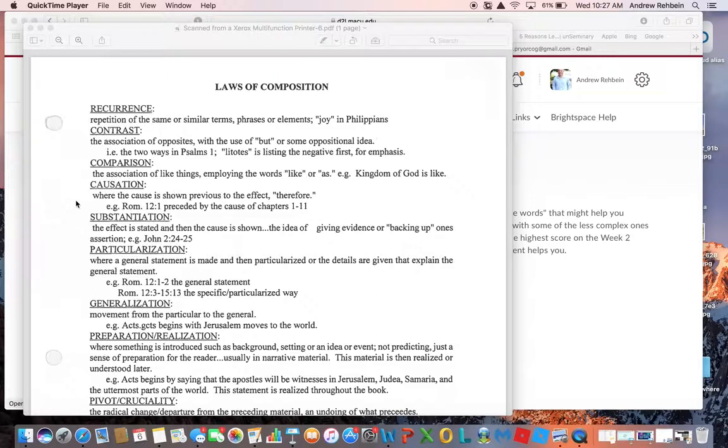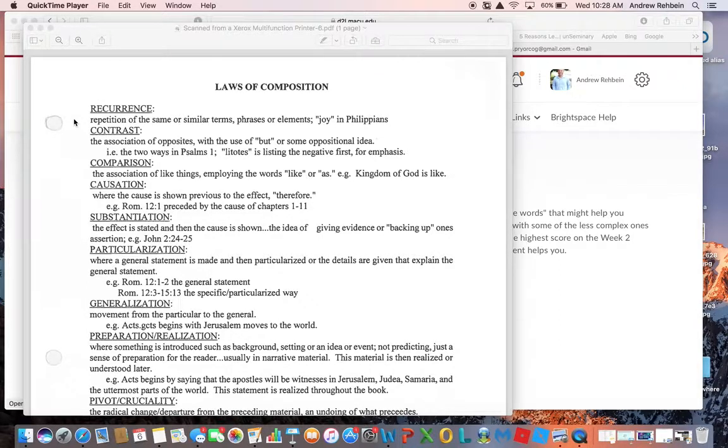Now, what I'm going to suggest is that, especially in this introductory course, unless you are really getting this and excelling in it, I want you to live in this top portion of this page: recurrence, contrast, comparison, causation, substantiation, particularization, generalization. In my view, those are the easier laws to identify, especially these top five. So it's a good starting point to warm up into the inductive process. Let's walk through those top five.